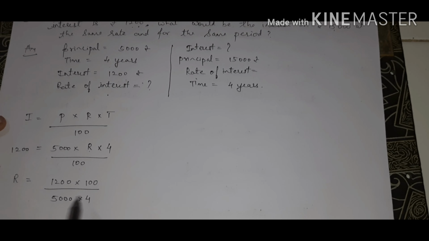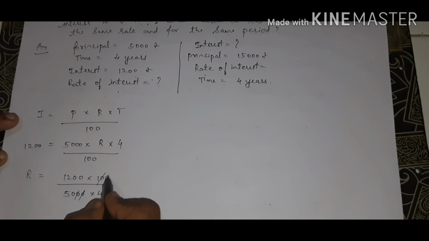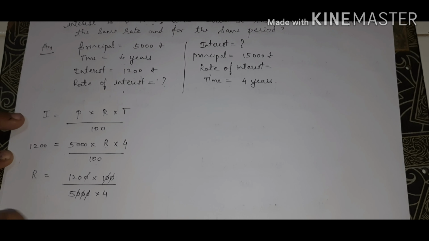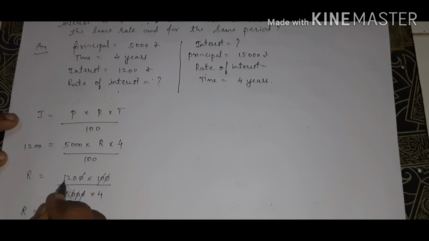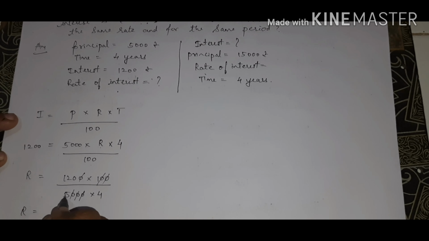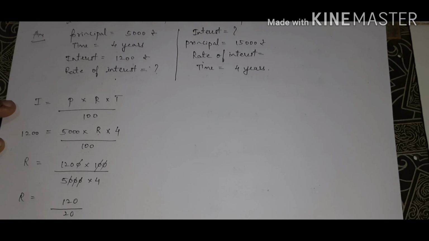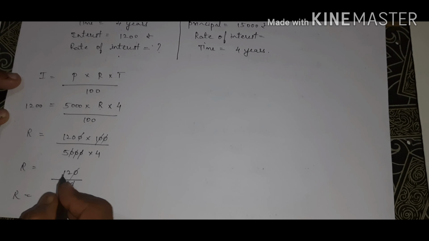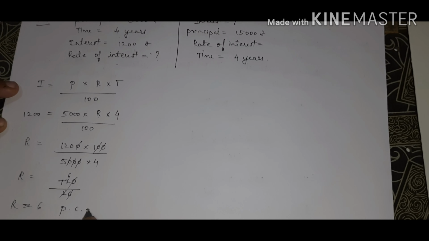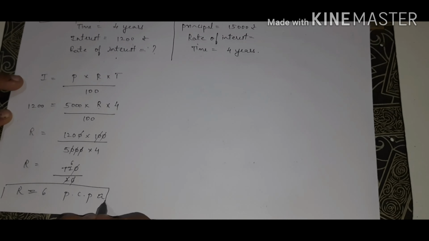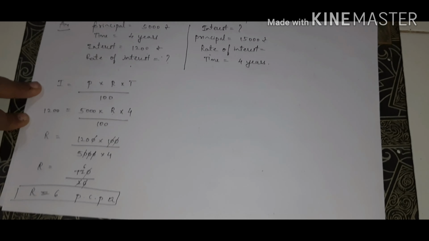Okay. Now cancel the zeros. These two zeros up and down, and one more zero here. Now R is equal to, up only 120 remains, down 5 4s are 20. If you divide, the 0 will get cancelled. 2 6s are 12. So the rate of interest you got is how much? 6 PCPA. So the rate of interest is 6 PCPA.